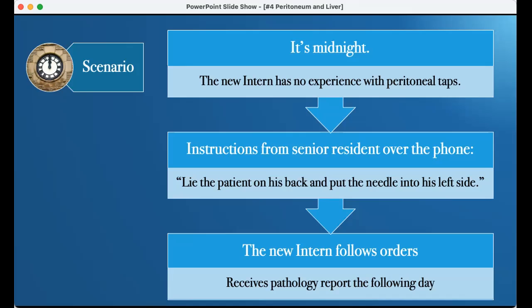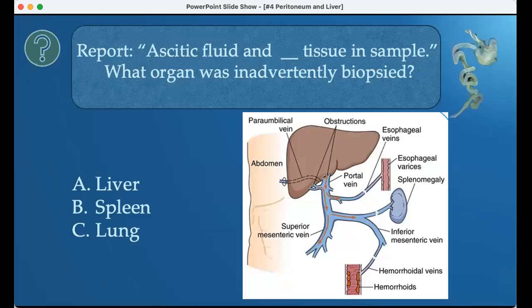So the new intern is following orders, and the pathology report the next day comes back as ascitic fluid and splenic tissue in the sample. So what organ was inadvertently biopsied? Was it the spleen, the liver, or the lung? And the answer is it's the spleen.